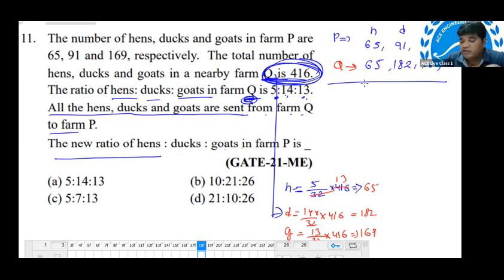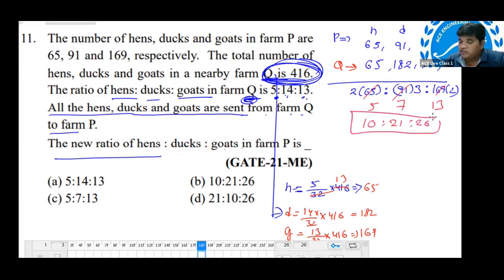It is 65, so 130, I mean 2 into 65, because of the ratio. Next, I will help you. 91 into 3, and 169 into 2. So there are 13 fives, 13 sevens, 13 thirteens. So 10 is to 21 is to 26.